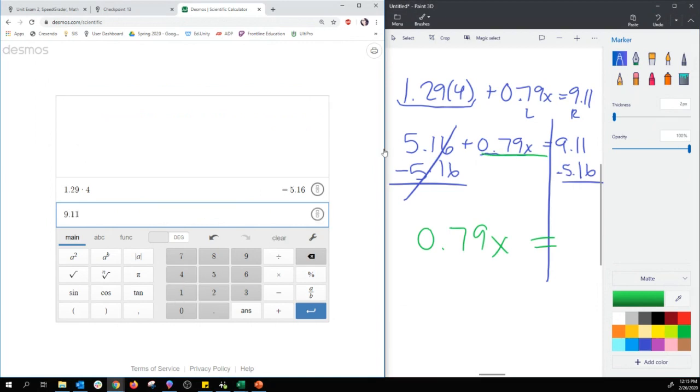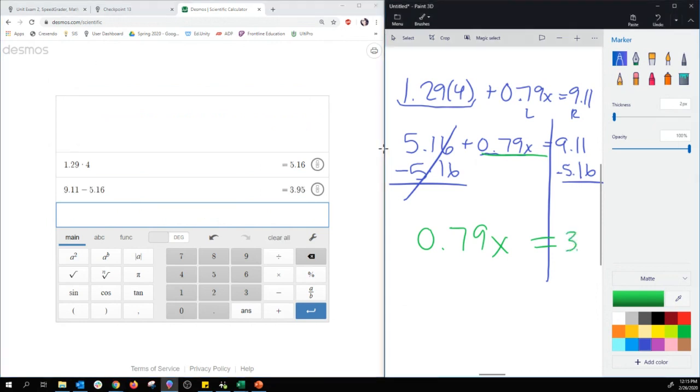$9.11 minus $5.16 gives me $3.95. So now to undo this multiplication here, I have 0.79 times x is equal to 3.95.